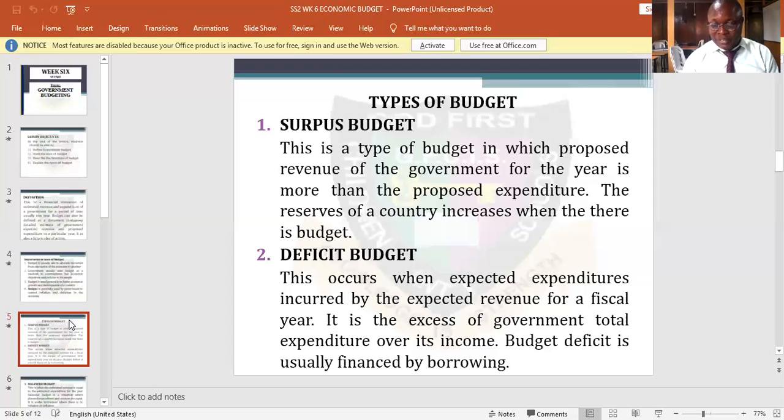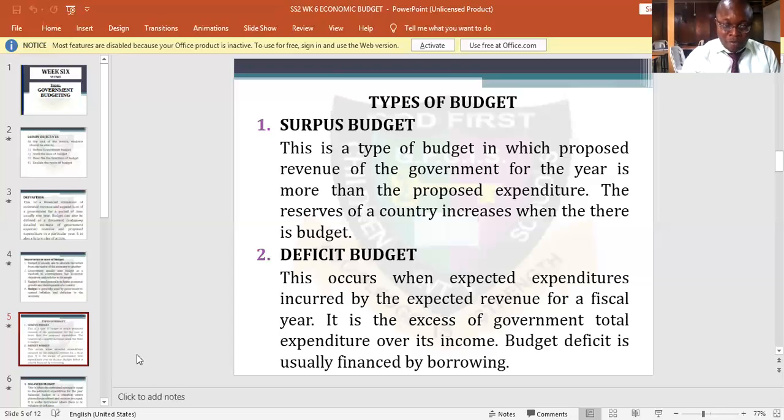Excess of government total expenditure over it. That means government expenditure is more than the income. Then this budget deficit is usually financed by borrowing. Any country that is having a deficit budget, there is need for them to borrow.